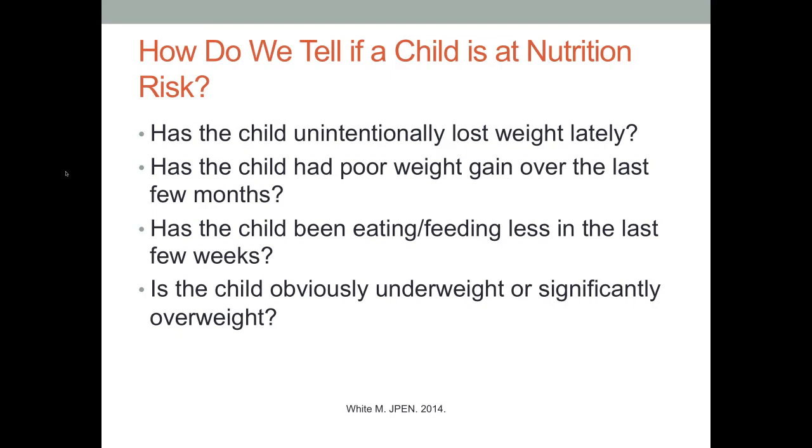So the questions were, has the child unintentionally lost weight lately? So that's similar to adults. Has the child had poor weight gain over the last few months? And so this should be a reminder that in children, we expect not just that they'll have stable weight, but that if they're growing, they should continue to have slow weight gain over time. Also, has the child been eating or feeding less in the last few weeks? And then is the child obviously underweight or significantly overweight? So those are some of the key sensitive questions for identifying nutrition risk in children.